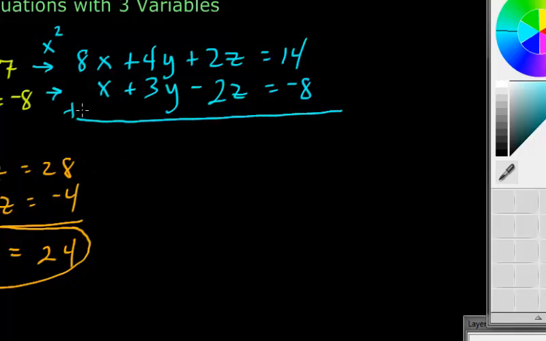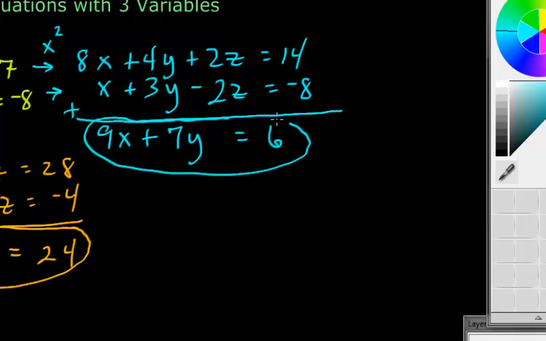Draw a line. Add very carefully. This is 9x plus 7y equals 6. All right, and I do believe we did that correct. So I'm going to put a circle around that one.